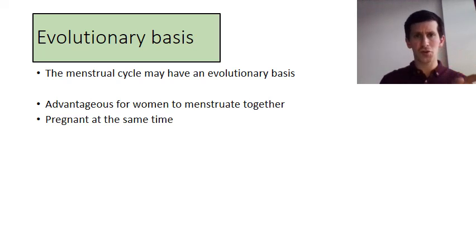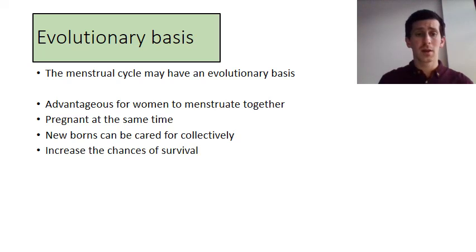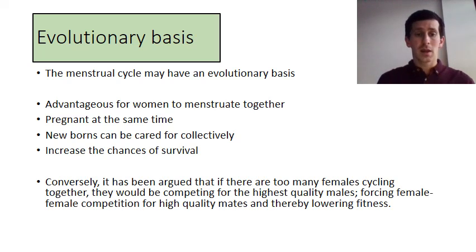So if we think from an evolutionary point of view, if we had women who were all pregnant at the same time, then newborns could be cared for collectively. If everyone had a child at the same time, they could take it in turns looking after the children, and therefore increase the chances of survival.